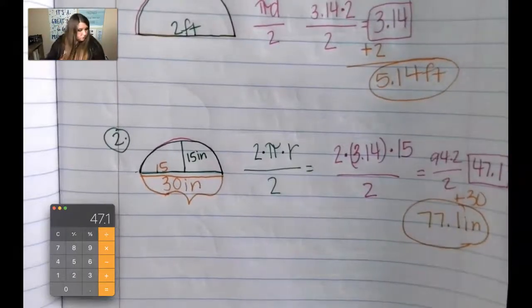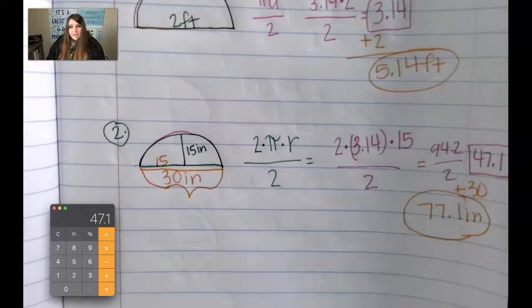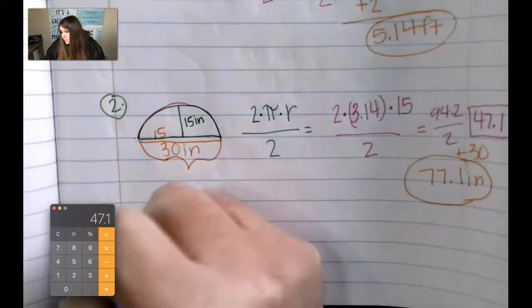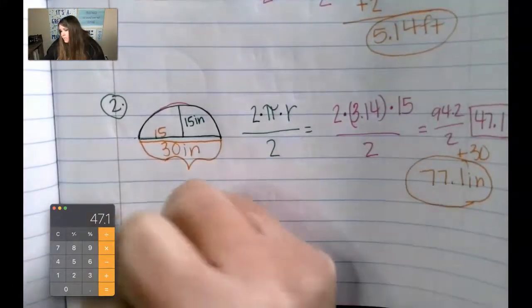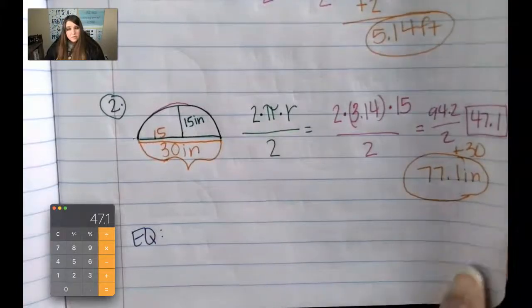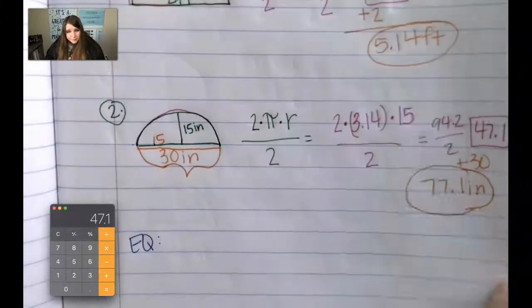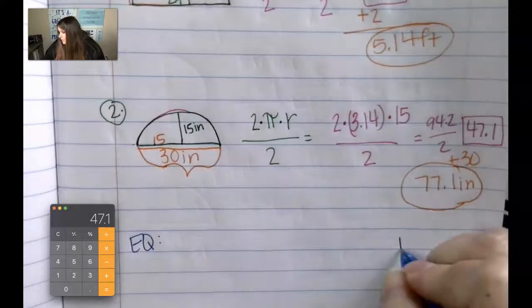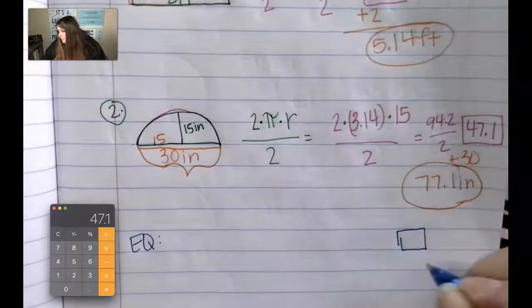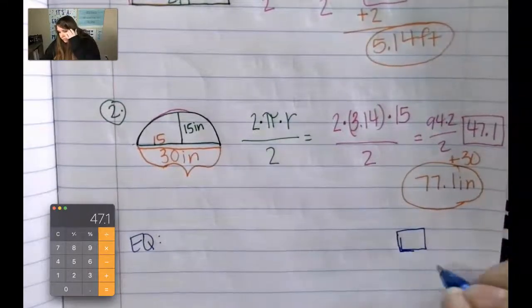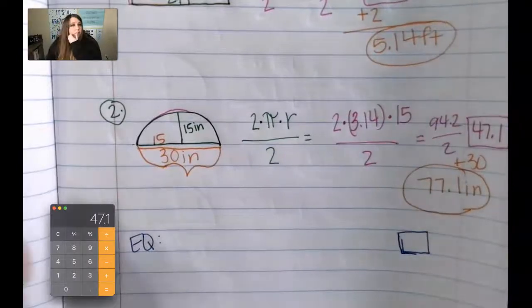All right, how did you do? Go ahead and answer your essential question. How do we find the circumference of a semicircle, or the perimeter of a semicircle? Put your rating or your level of understanding out to the side right now. Where are you at? And then you may head on back to the Google Meet if you need some help, or you can go and do your practice work.